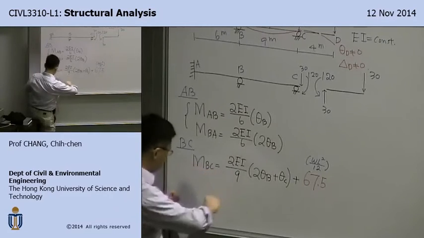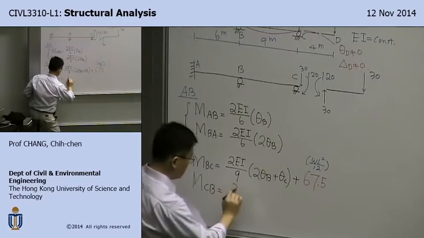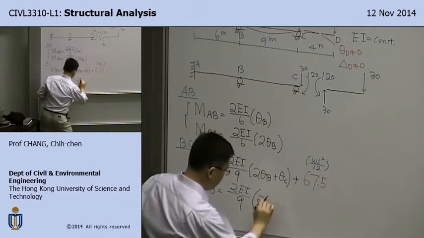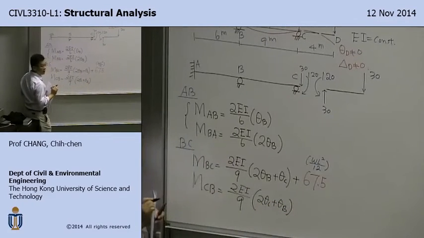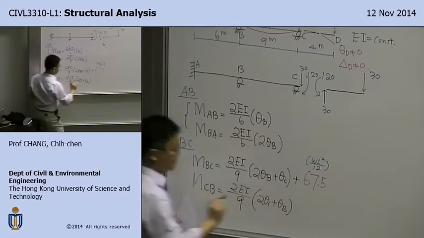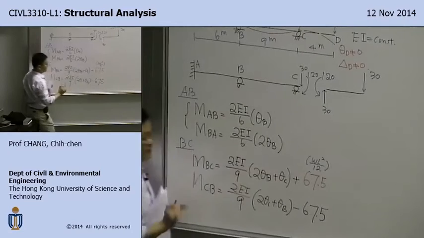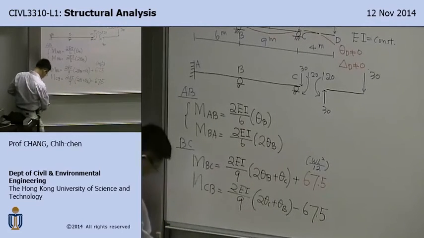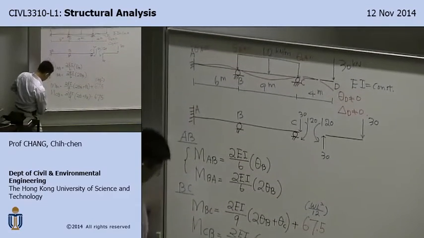OK, so that's M_BC. M_CB, 2EI over L, 2 theta C, 1 theta B. No rigid body rotations. And fixed end moment is minus 67.5. All right, that's it. We only have 2 elements.